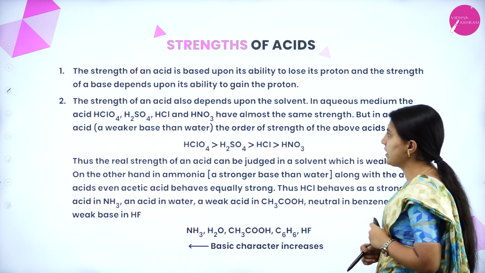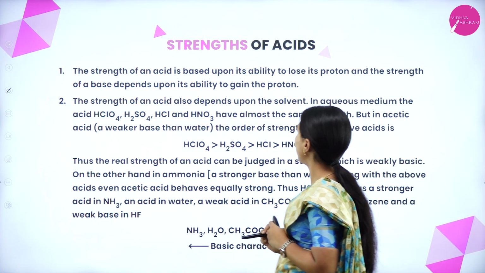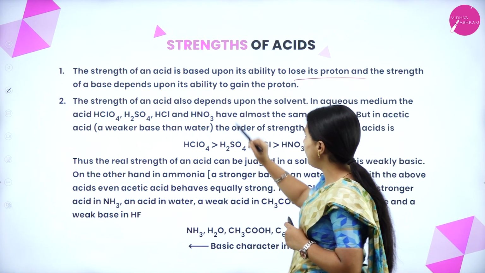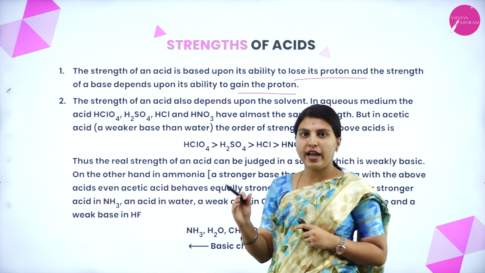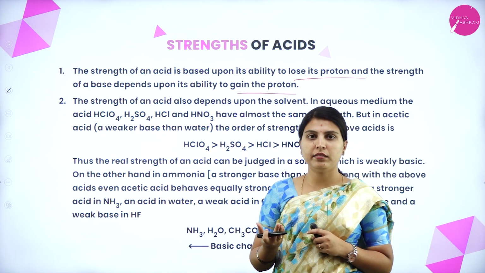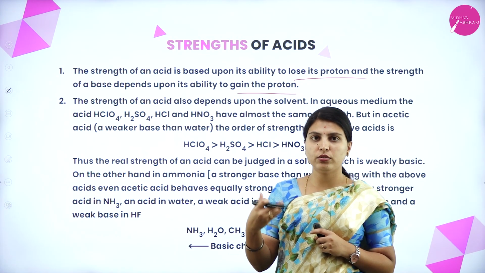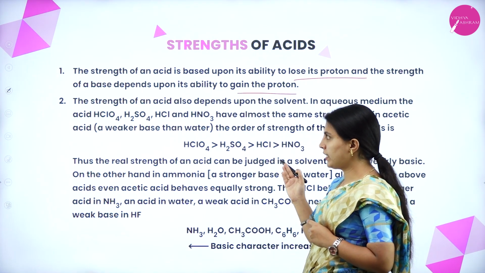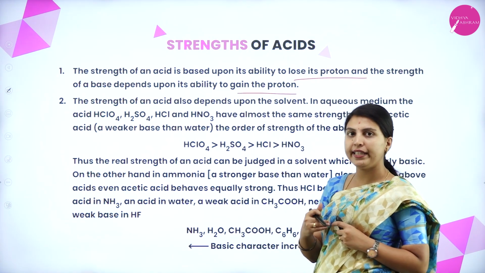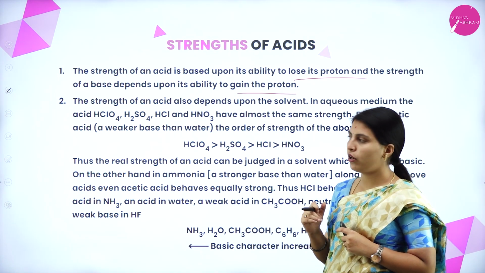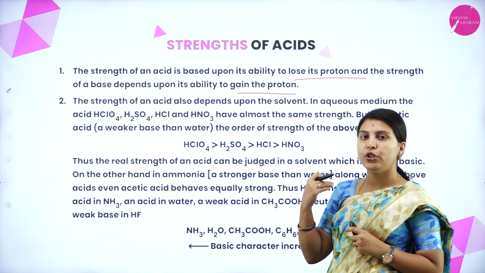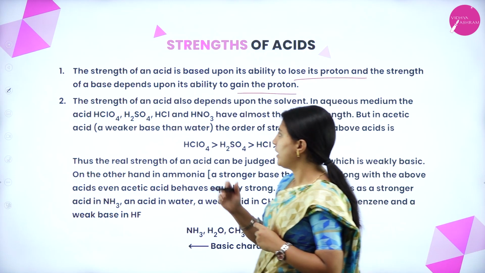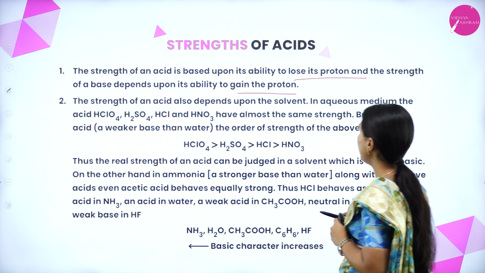Next, strength of acids. The strength of an acid is based upon its ability to lose its proton, and the strength of a base depends upon its ability to gain the proton. If an acid is losing its proton, then we consider it a strong acid. A base accepting or gaining the proton is a strong base. How much it will accept or donate determines the strength of the acid or base. The strength of an acid also depends upon the solvent.